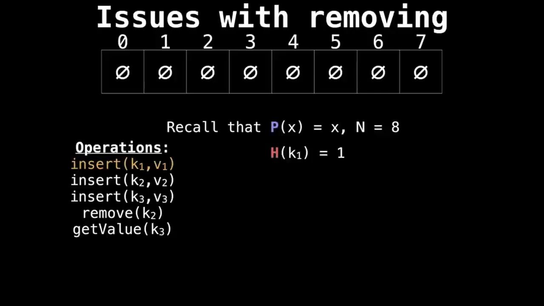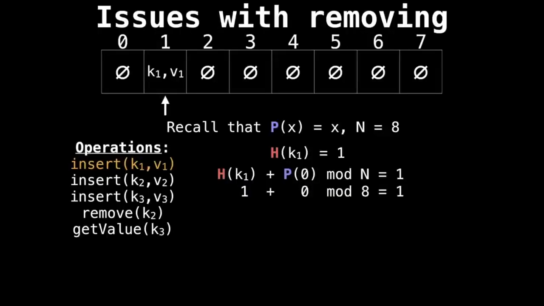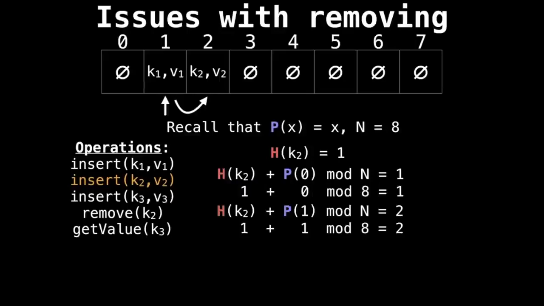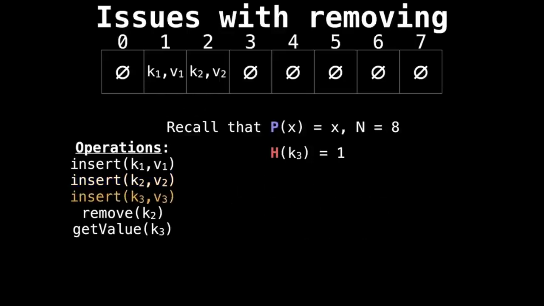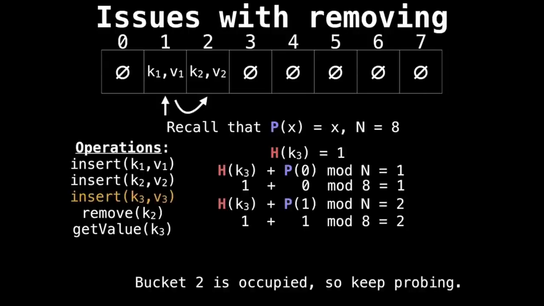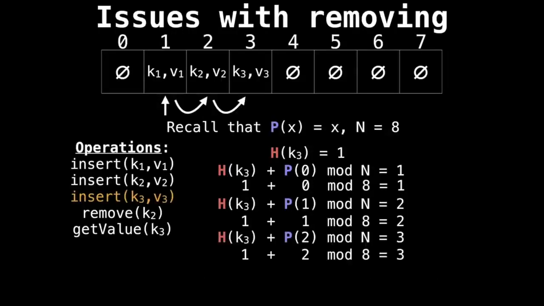So let's insert them. So K1 hashes to 1. So we're going to insert it at position 1. So let's insert K2. So it has a hash collision with K1, which is already in the table. So we're going to linearly probe. So insert it in the next slot over. Let's insert K3. It also hashes to 1. So let's probe. Okay, another hash collision. So let's keep probing. And finally, we insert it in position 3.